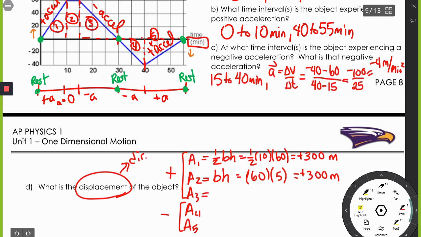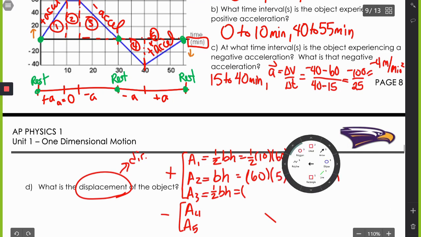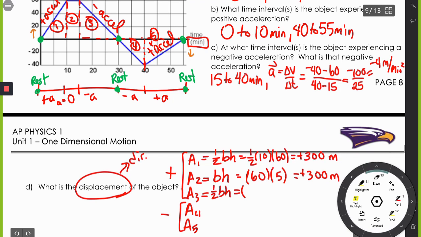Area 3 is a triangle, so 1/2 base times height. Okay, and so my base is 15 to 30, so 15, and my height is 60. Now, eraser, erase that. I apologize. Back to my pen. All right, so I got 1/2 times 15 times 60, and that's positive 450 meters.